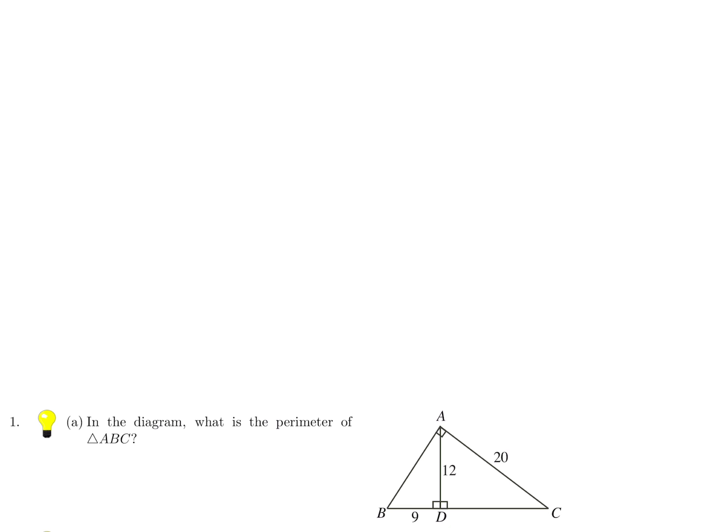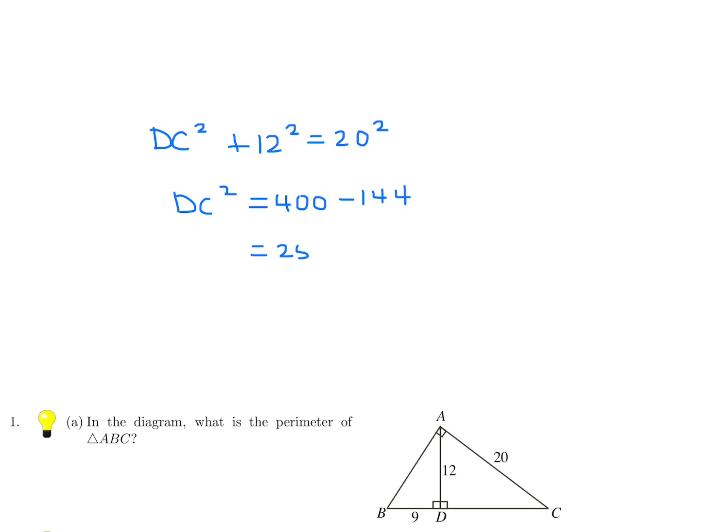So the first one I will use on this triangle right here, ADC, and that will help me calculate the value of DC. So DC squared plus 12 squared is equal to 20 squared. So DC squared is 400 minus 144, and therefore that is 256. So DC is equal to 16. So let's put that there, 16.